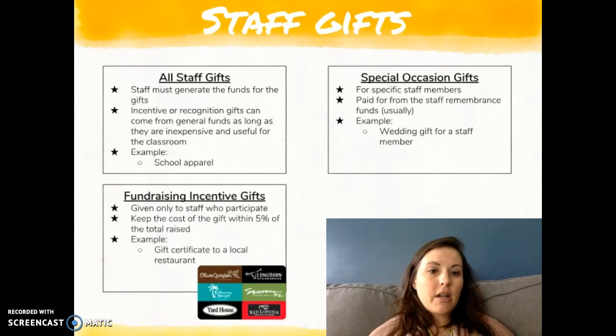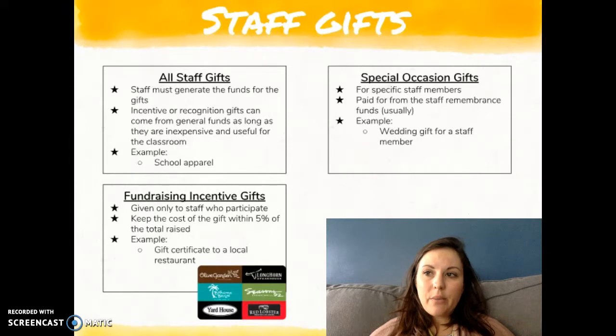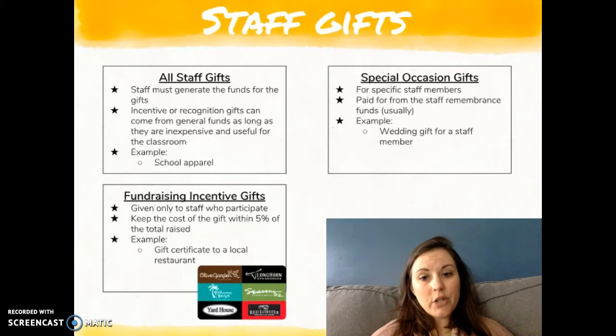And the last one we're going to talk about is fundraising incentive gifts. These are given only to staff that participate within the fundraiser. That means that they have to be generating some funds for the fundraiser. And the cost that we spend on the gift should not go above 5% of what is total raised. That means that we want to make sure that our profits stay high, but we still want to incentivize people to fundraise. Examples of this could be a gift card or gift certificate to a local restaurant.